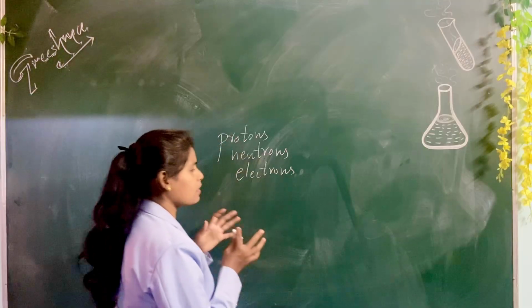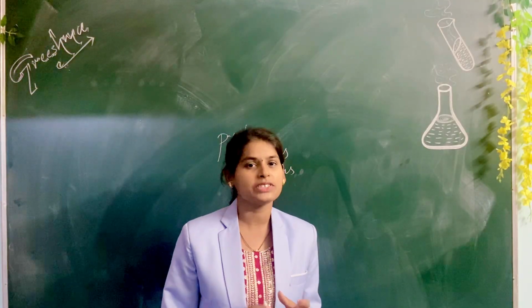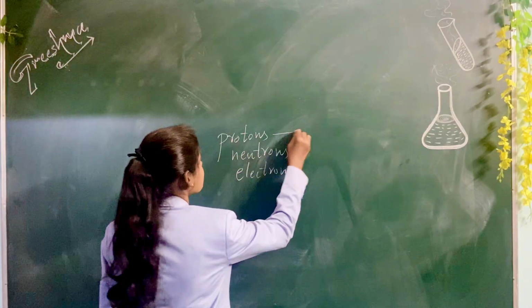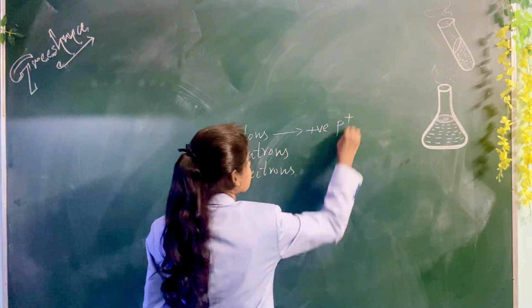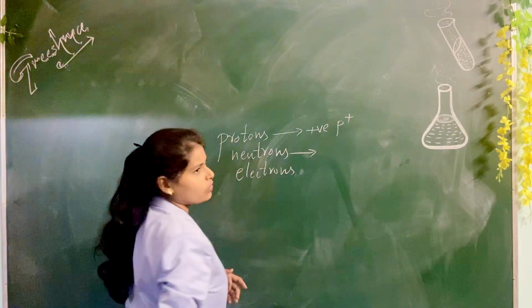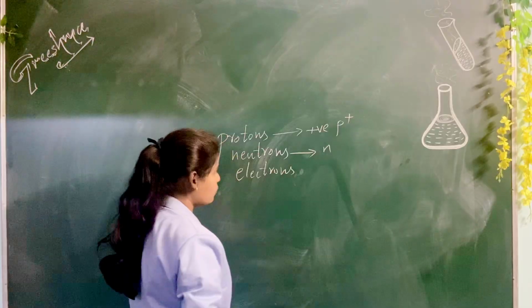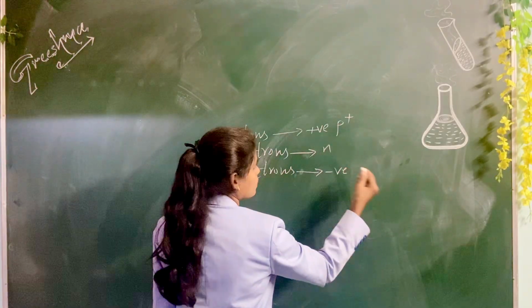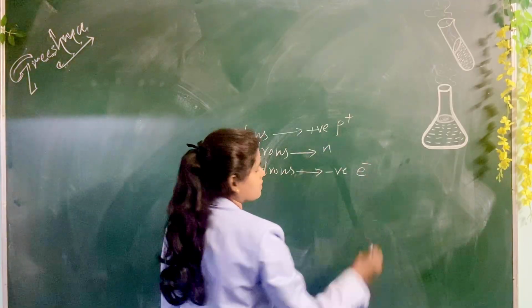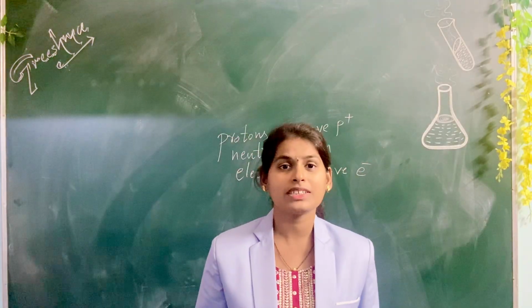These subatomic particles are represented with some symbols and they have some charge. Protons are considered as a positive charge, so they are represented as P plus. Neutrons don't have any charge, so they are represented just as N because they are neutral. Electrons have a negative charge, so they are represented as E minus. In this way, these 3 subatomic particles are present within an atom.